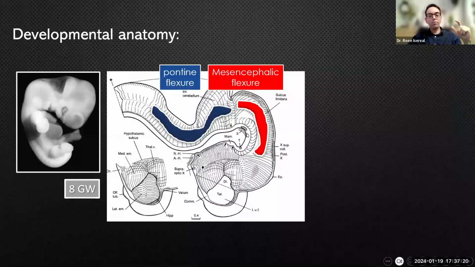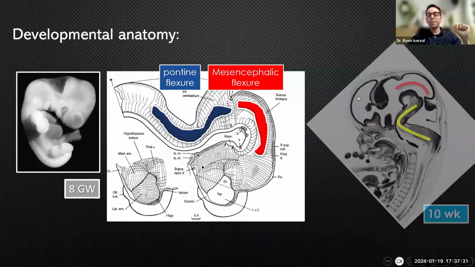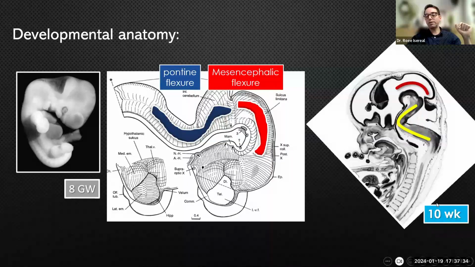And another phenomenon that you have to remember in the embryonic period is that the brain has a kinking appearance due to the mesencephalic and pontine flexures, these two flexures that give rise to the Z-shaped appearance, as you can see here, also in a 10-week embryo on the histological specimens.